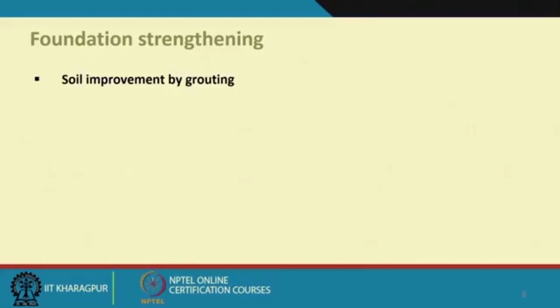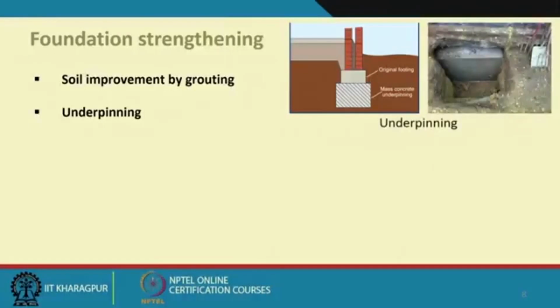Now, if there is a problem, whatever the reason, that has to be diagnosed first. But then what are the major ways to mitigate or strengthen the foundation? So, one is soil improvement by grouting, like we have talked about the grouting, the consolidation. Even in the Leaning Tower of Pisa, if you remember, grouting was tried at one of the stages, but it did not work much. But grouting can be one of the methods of foundation strengthening.